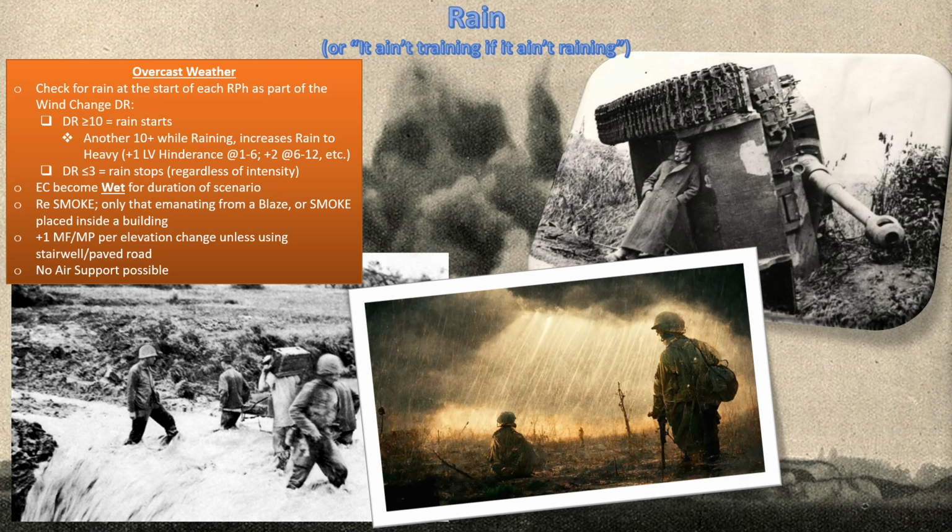The only smoke that can exist during rain is that emanating from a blaze, or if it's entirely within a building. That smoke can fill the entire hex, but it's not subject to any kind of drift. Obviously, the rain's going to keep it down. It also impacts movement, especially going uphill. If you can imagine, it makes it slipperier. All units must spend an extra movement factor, or for vehicles a movement point, per elevation level change, unless using a stairwell or a paved road. No air support is possible during overcast conditions, again for obvious reasons.